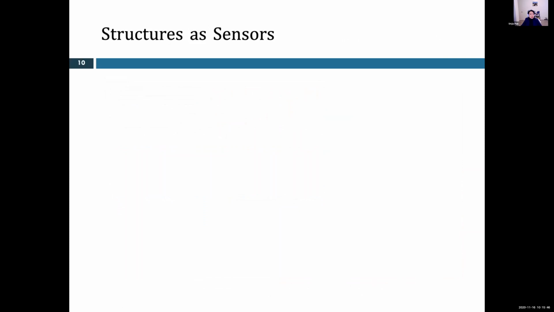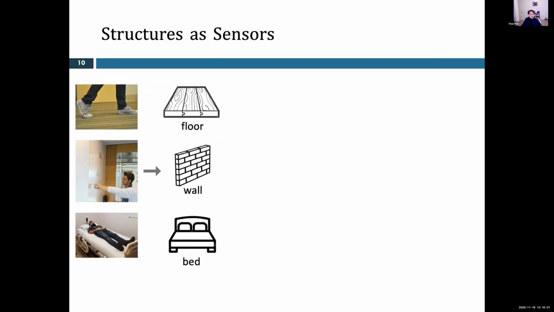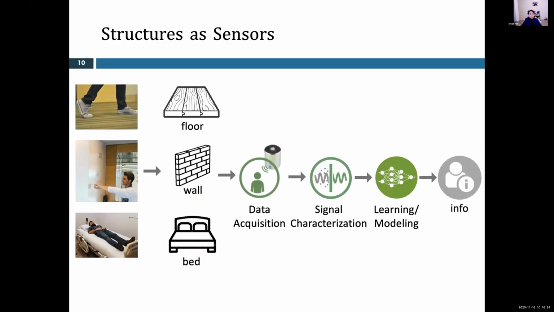So with this intuition, we summarize the structure-as-sensor framework as follows. People interact with their ambient environment, the objects and structures in the environment, all the time. This interaction causes the structure, such as the floor, the wall, the bed, to vibrate. Our system acquires this vibration data, conducts signal characterization, and eventually learns or models the information. That's how we acquire the human information.